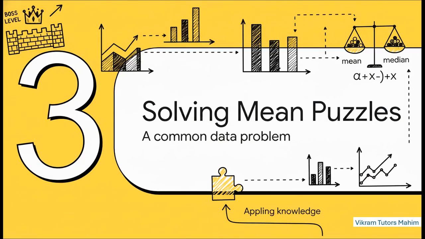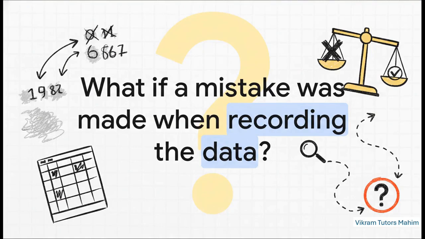All right, you've learned the moves, you've got the power-ups. It's time for the boss level, solving mean puzzles. Let's put these skills to the test with a classic, real-world problem. So picture this. It happens all the time, right? Somebody's entering data, and whoops, they make a typo. They copy a number down wrong. And that one little mistake can completely wreck your mean. So the question is, how do you fix it?